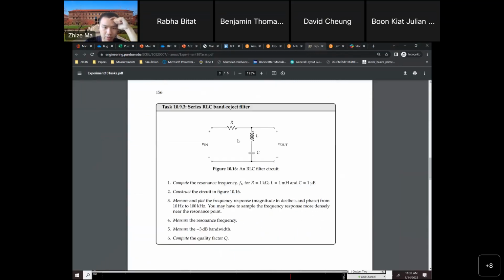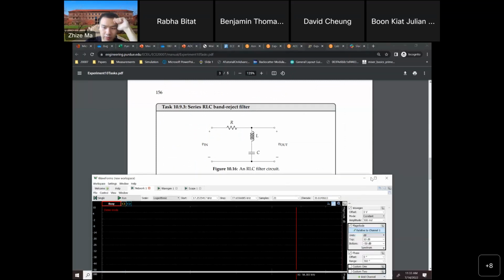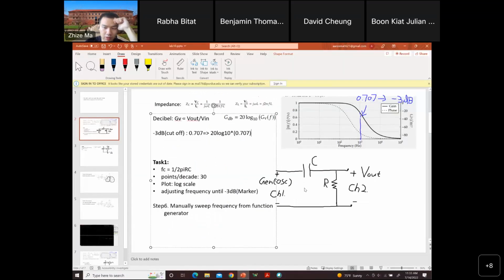Then task 3 is the RLC band reject filter. One thing I want to mention again is that this is a circuit diagram for task 1 and task 2. The input is the function generator or wave generator, and you're going to use channel 1 to measure the input and channel 2 to measure the output.